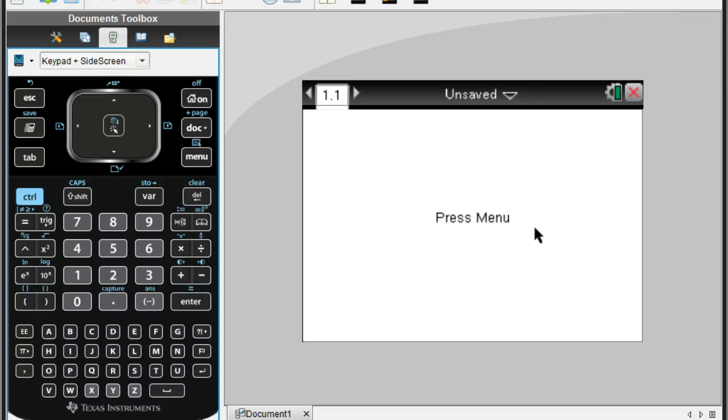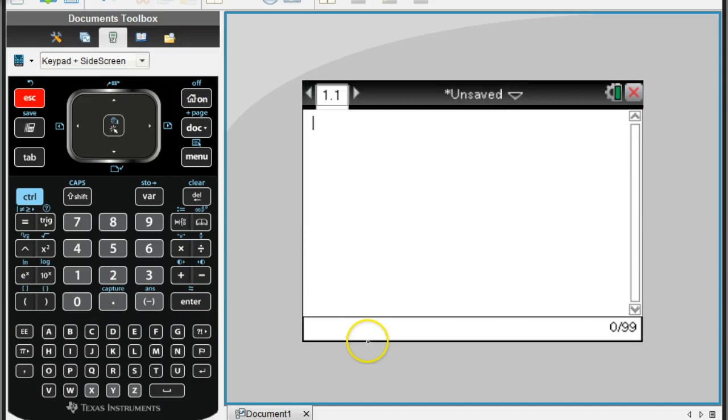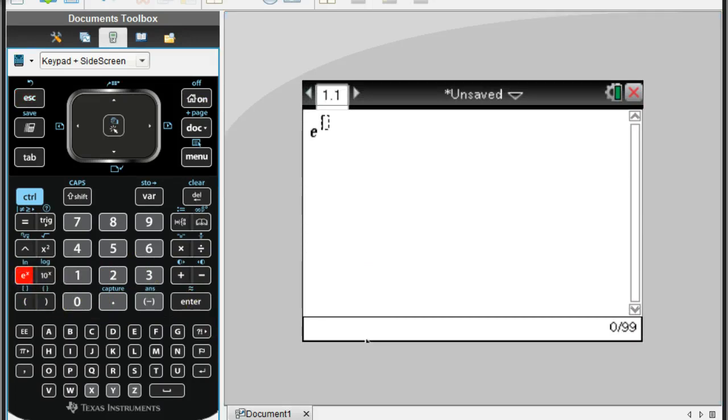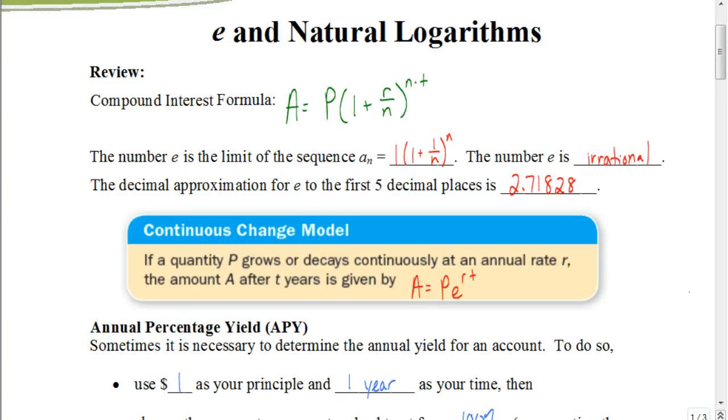Okay, so the way that we would find E on our calculator is, if you look to the left of 1, we see that we have e to the x power. If I click on that, it'll automatically ask for an exponent. Now if I just want to see what the value for E is, I'm just going to put e to the first power and hit enter. And here's our first few digits of E. We're usually going to round it to maybe 5 numbers past the decimal, so we would say it's 2.71828. Okay, so let's look back at our notes. So again, here it is, it's 2.71828.